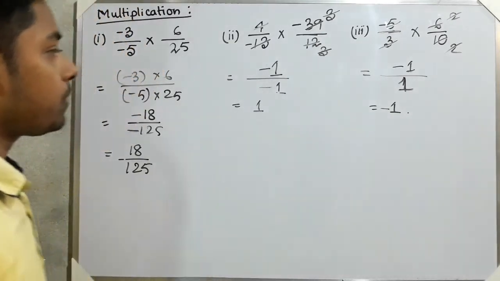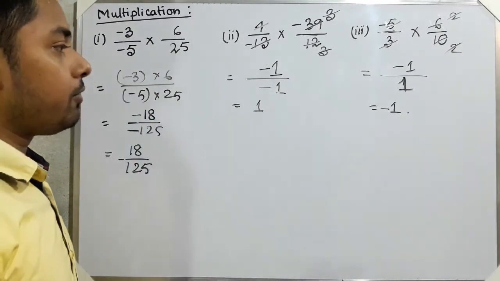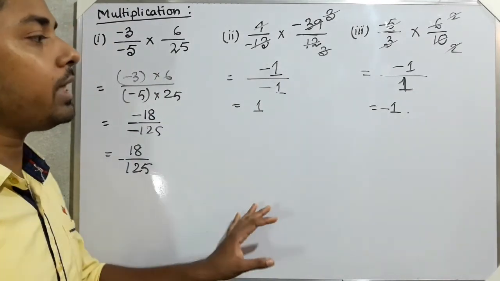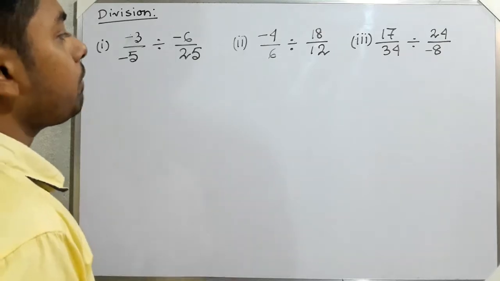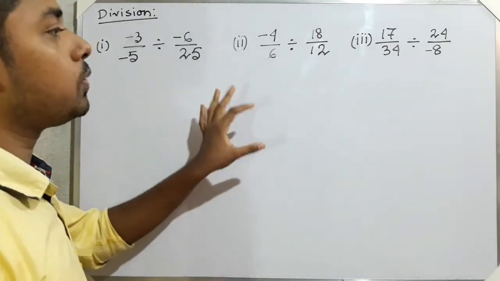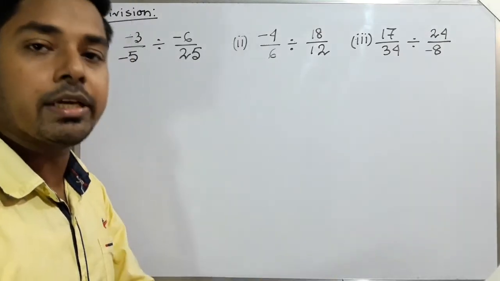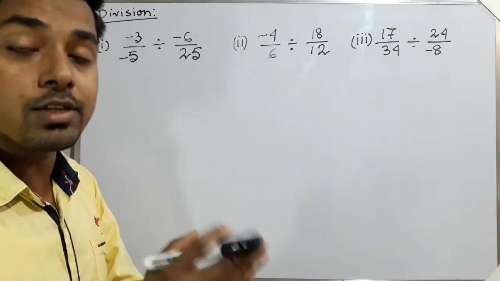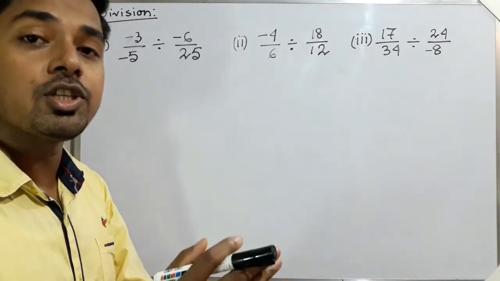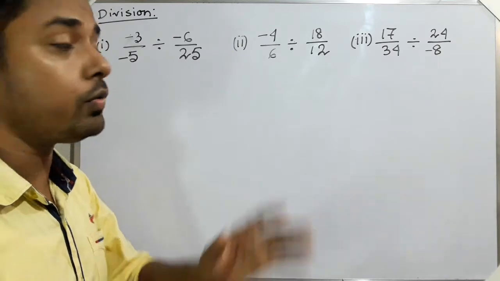Okay, so first of all, I think it will be clear. First of all, you will pause the video, note it down, then we will go forward. Now we will talk about the division of the rational numbers. Same thing we have to use here as we have done for division of the fraction. Same rule we have to use here.